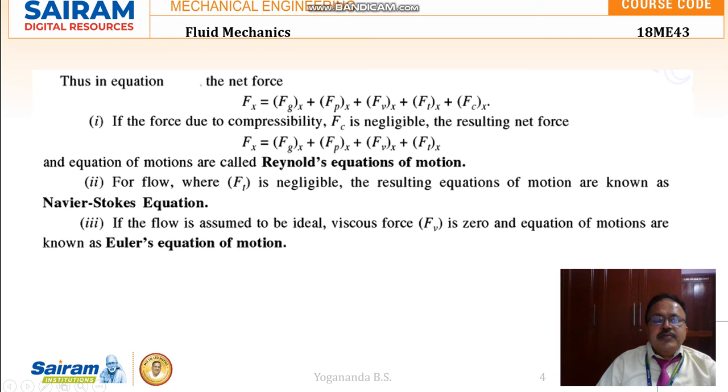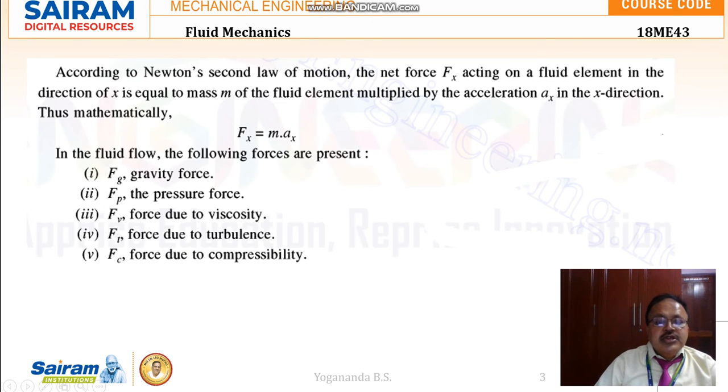If the force due to compressibility, Fc, is negligible, that is, the compressibility force acting on the fluid is very small, then ignoring Fcx, we have the other four forces. This equation of motion is called the Reynolds equation of motion. When Ft, the turbulence force, is also negligible, ignoring Ft and considering the other three forces, the equation of motion is called the Navier-Stokes equation. So we are considering gravitational force, pressure force, and viscosity force.